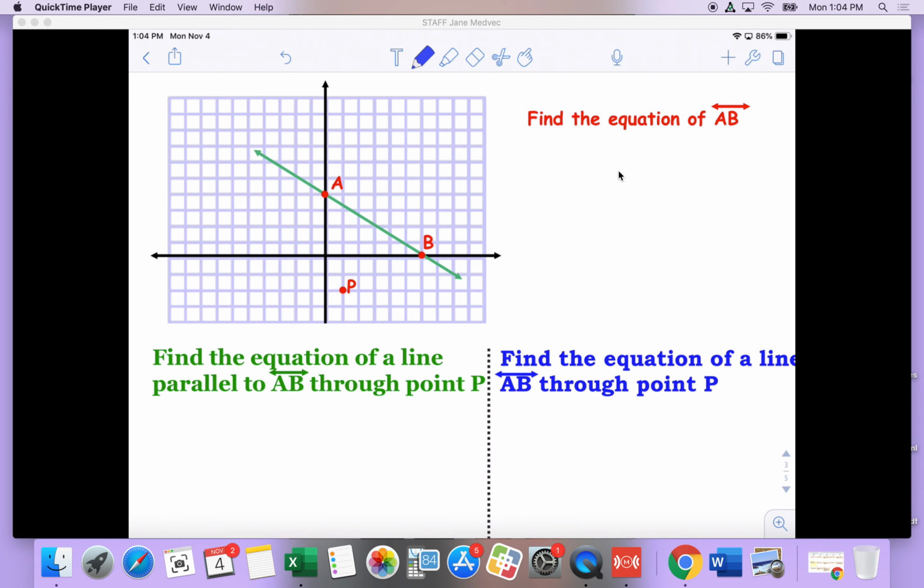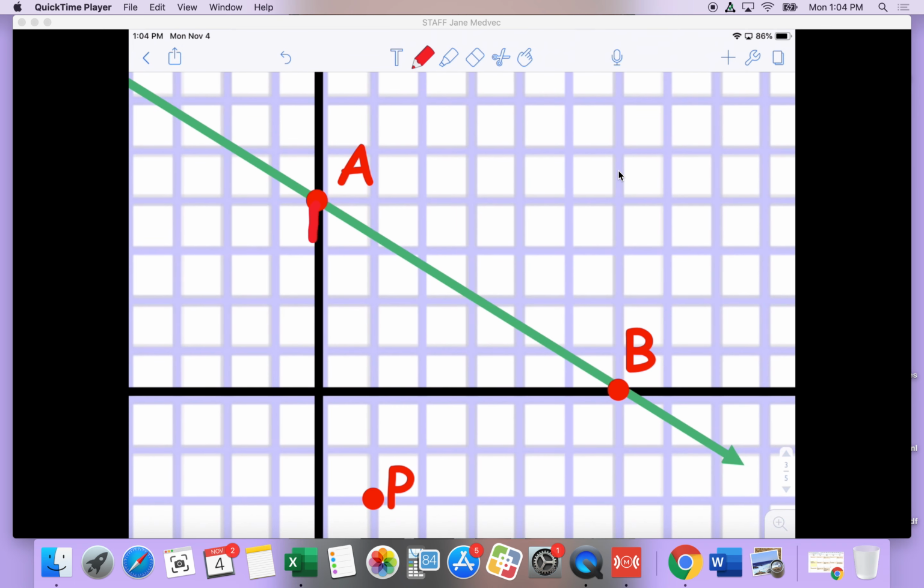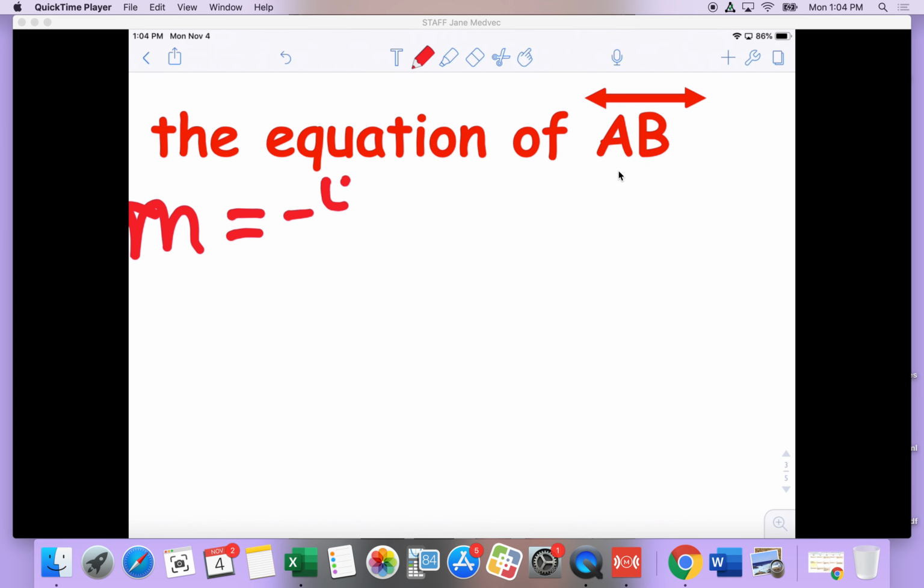So first of all, the equation of AB. What is my M? That's what I have to figure out. So I come here and go down how many? Yes, 4. So I'm going to write -4. And then I'm going to go right how many? 6. So my slope is -4 over 6, or what? -2/3. Absolutely.